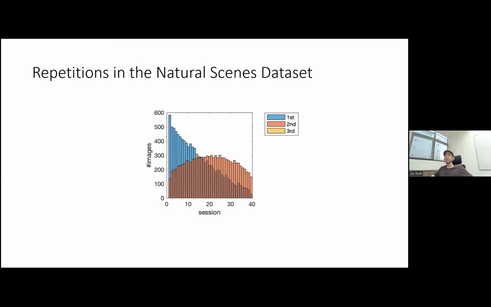And here in orange is the distribution of images shown for a second time. And here in yellow is the distribution of images shown for a third time, which naturally increases as the experiment progresses. So the number of repetitions increases with session number. So maybe those second and third presentation trials exhibit repetition suppression, and maybe that is causing the representational drift.